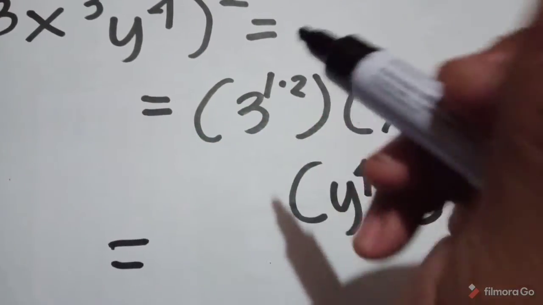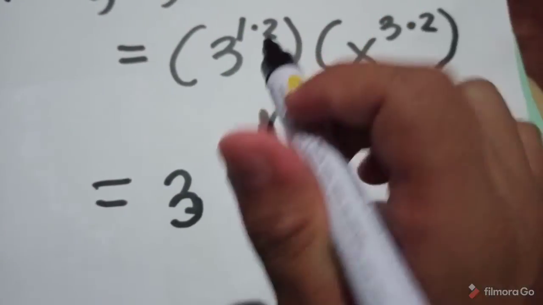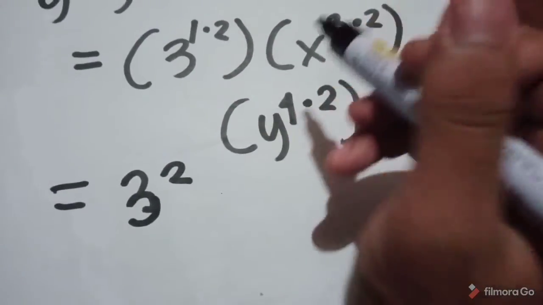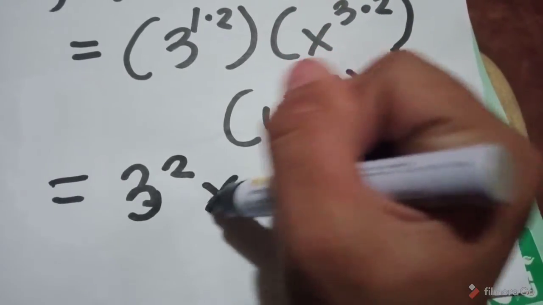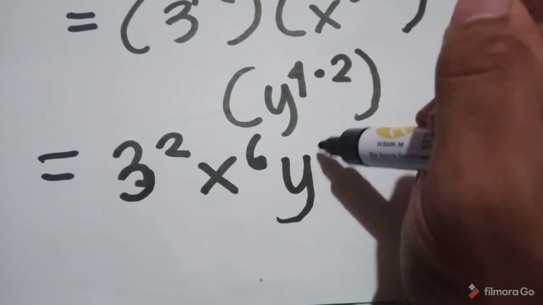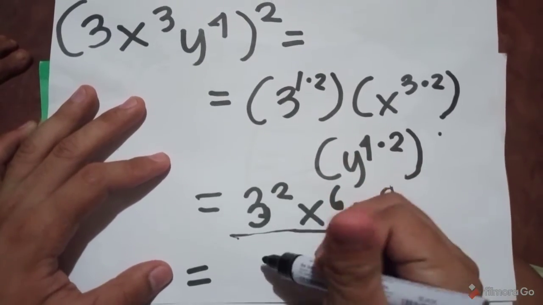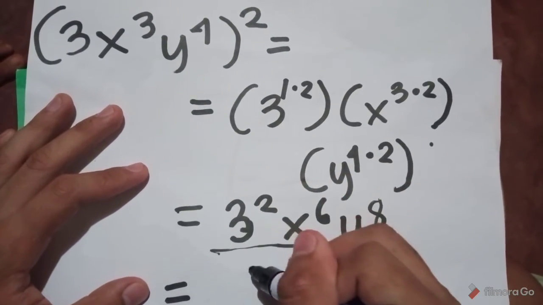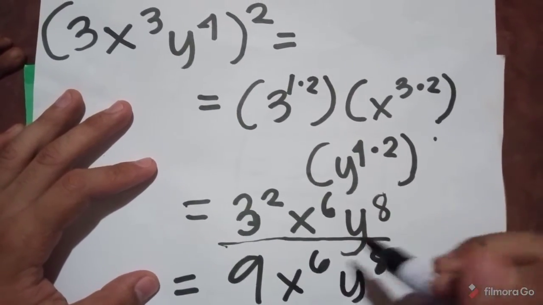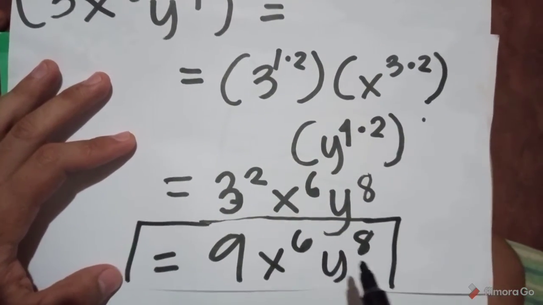So the answer is 3 to the 1 times 2, x to the 6 and y to the 8. So simplify: 3 to the power of 2 is 9, x to the 6 and y to the 8. This is the final answer. 9x^6 y^8.